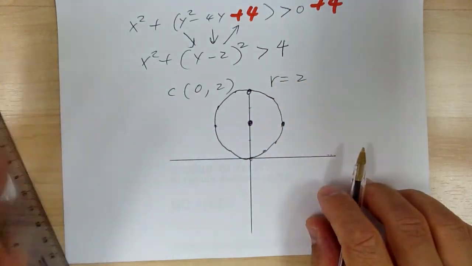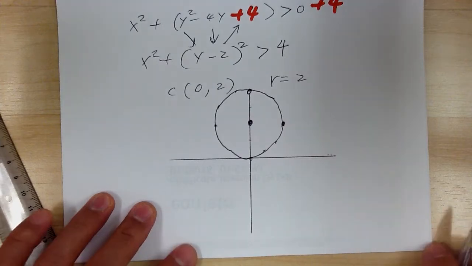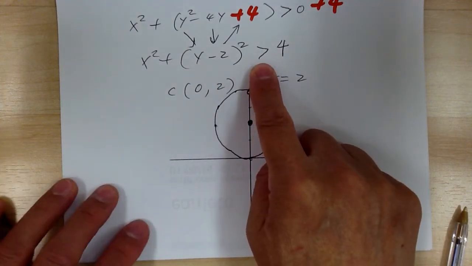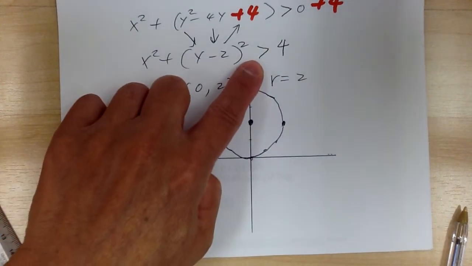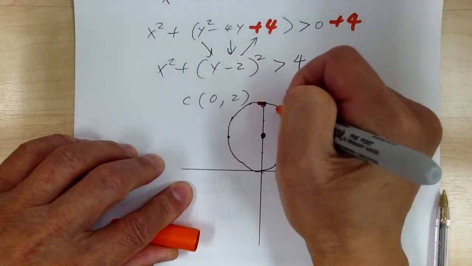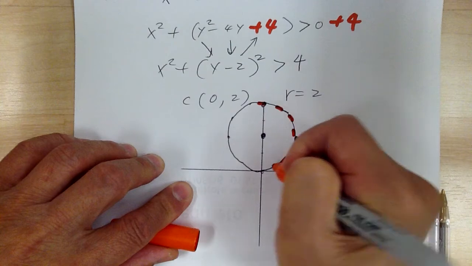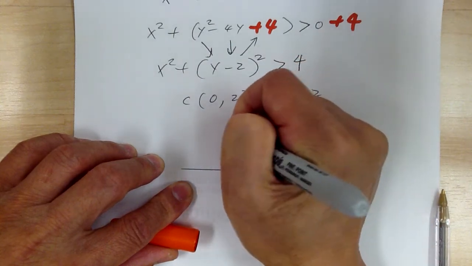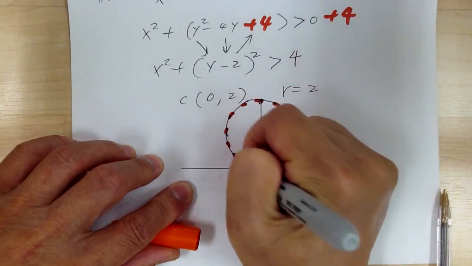Okay, so now you have to worry about the inequality. This one doesn't have an equal sign, so actually you have to do a dash line. So it's a dash line, not a solid line, because of this, right?